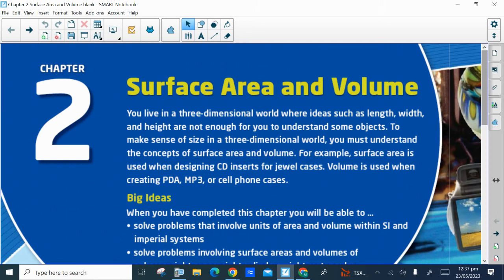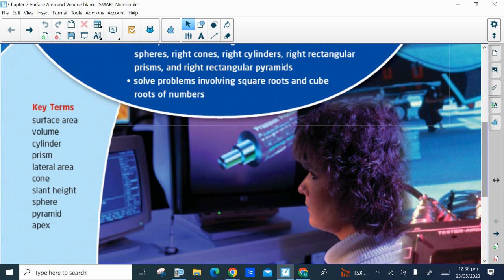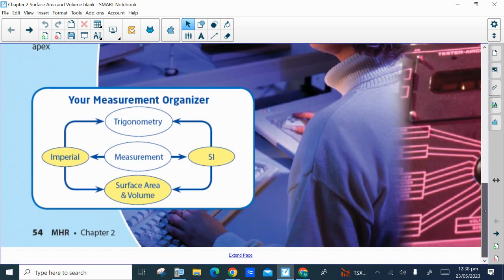Okay, so we're going to start the next chapter on surface area and volume, and then after the lesson, you guys are going to write your chapter 1 quiz. So we're going to be talking about surface area, volume. We're going to be talking about different shapes: cylinders, prisms, cones, spheres. And in those, there are some terms we're going to look at: the lateral area, the slant height, the apex. So those are some of the things that we'll be looking at.